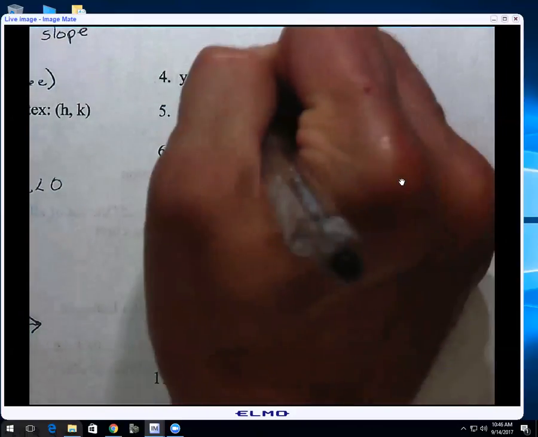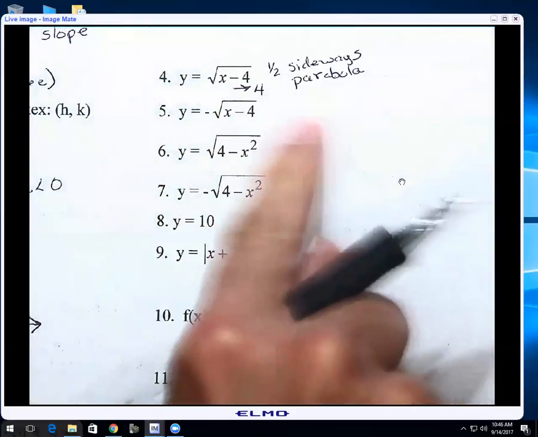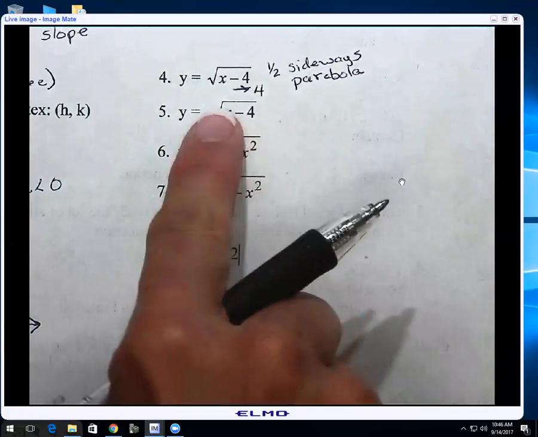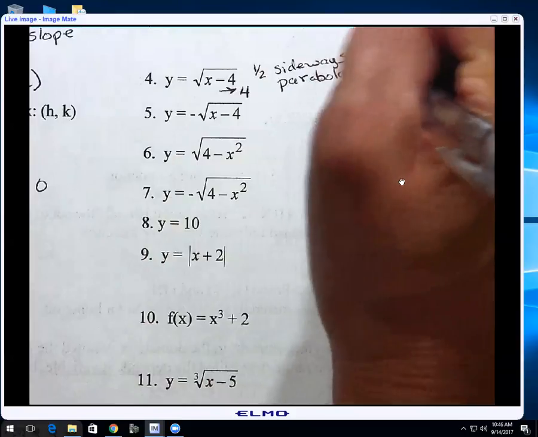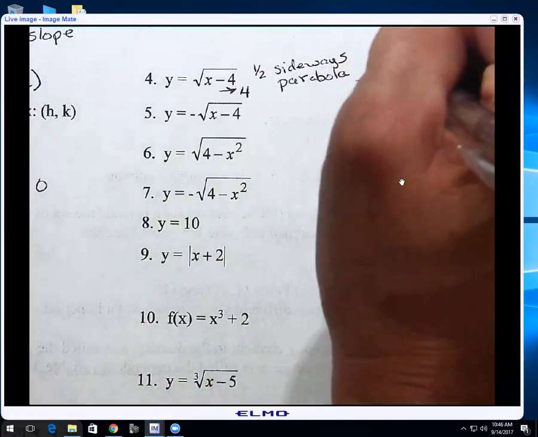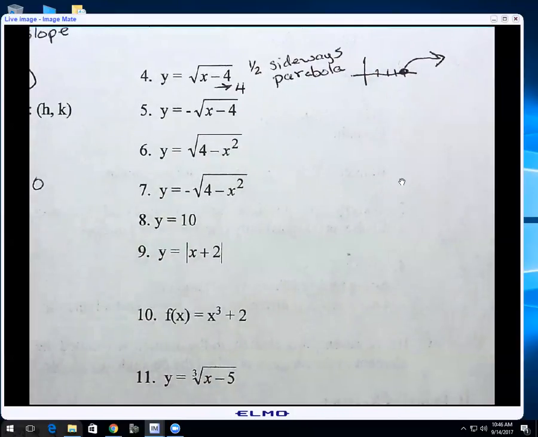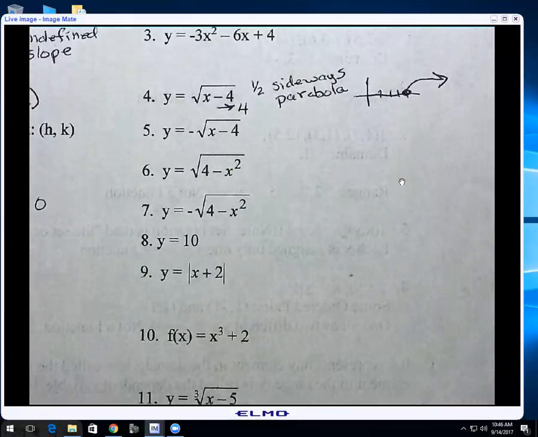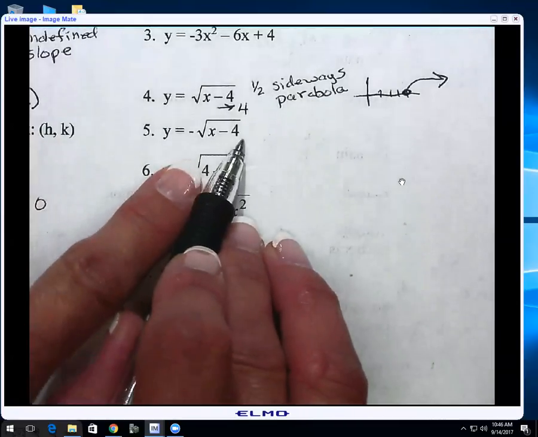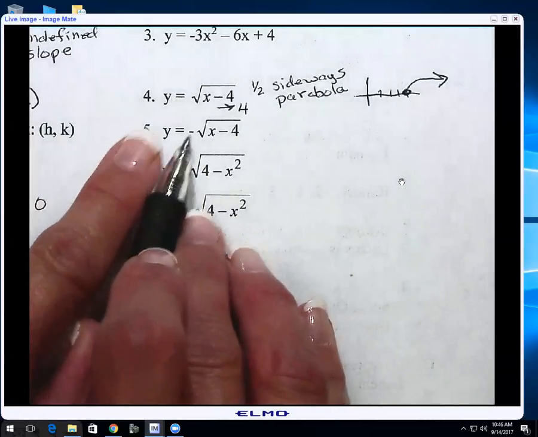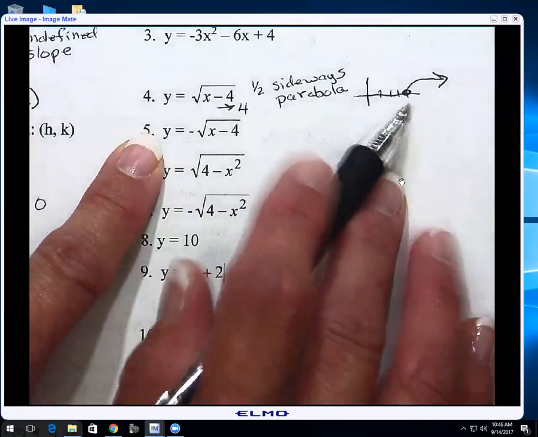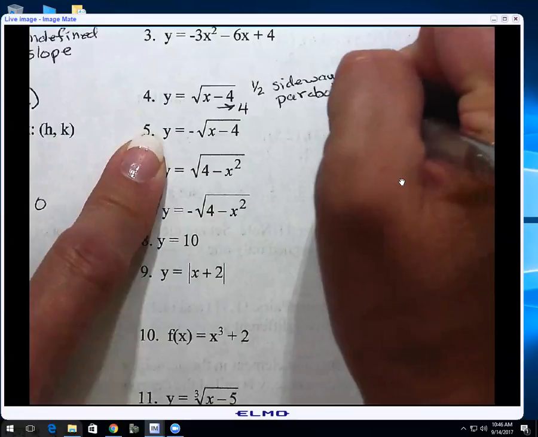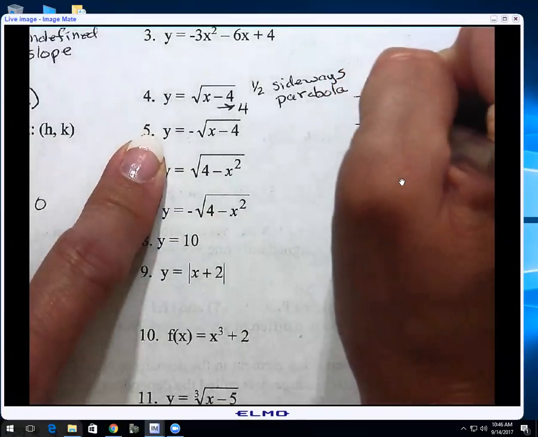So if you have that in your head, you don't even have to write it down. If you have that's a half of a sideways parabola shifted 4 to the right, then 1, 2, 3, 4 to the right. That's how quickly you can graph it. And number 5 is the same thing, but with a negative coefficient. What would that negative coefficient do? Takes this, flips it over, so you have the bottom half of a sideways parabola.